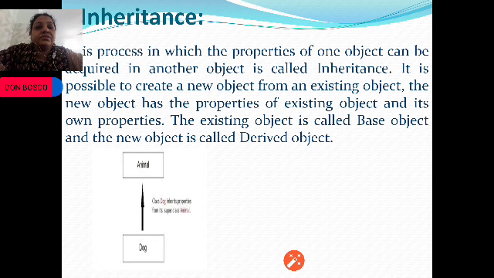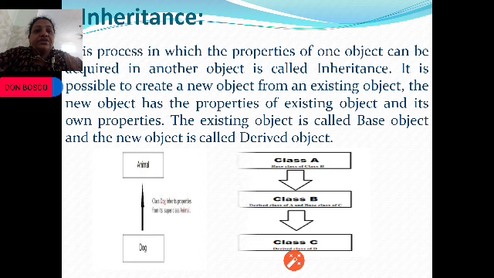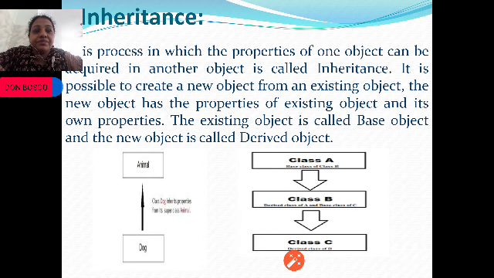Inheritance is a process where it is possible to acquire the properties of one object into another object. So, we can create a new object from an existing object. The existing object is called base object and the new object is called derived object. For example, we have class A. Class B is inherited from class A.